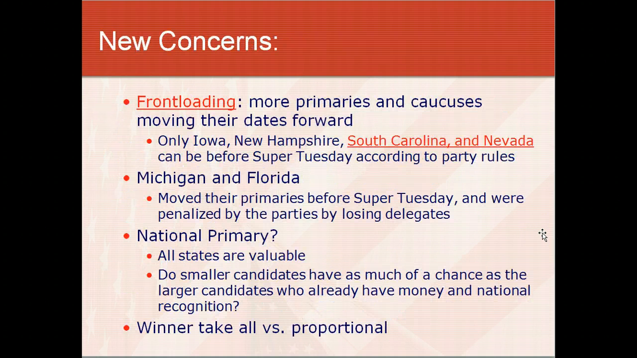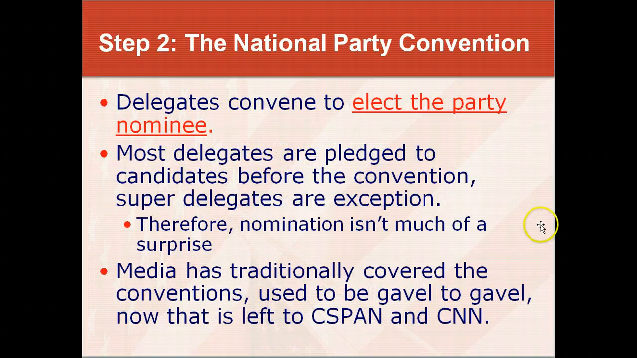So after we finish up the primaries and the caucuses, we know who our candidates are. We go to step 2, which is the National Party Convention, where all those delegates from each state come together to officially elect the party nominee. But basically, they're generally pledged to the candidates before the convention because we already know how the states voted. So therefore, it's more of a formality.